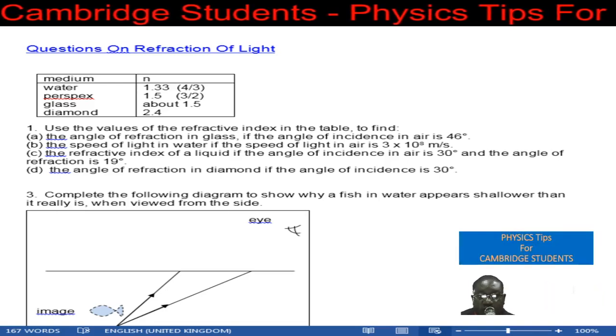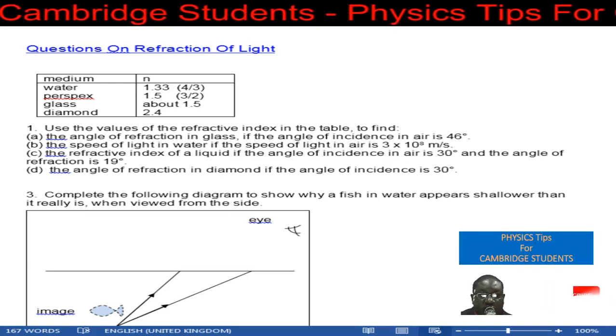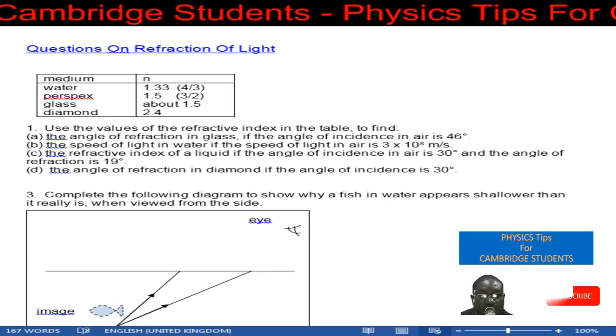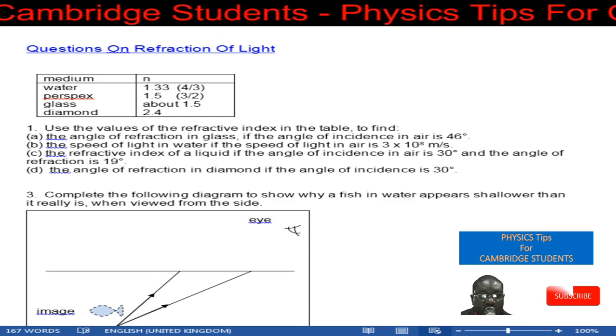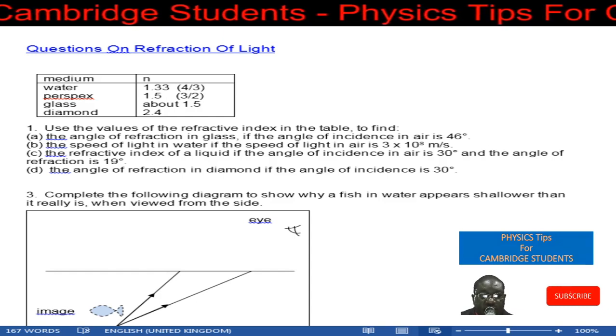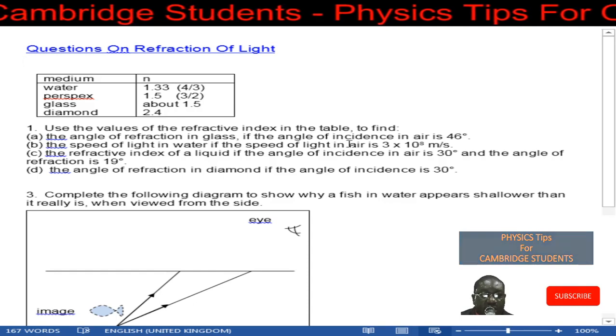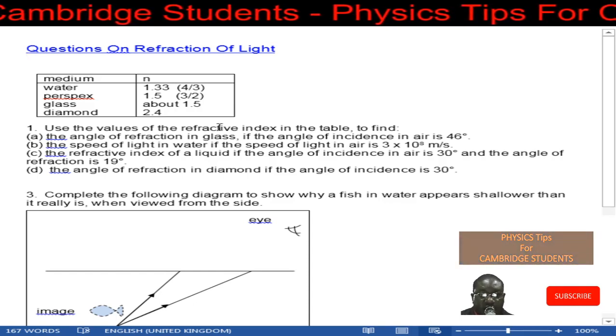Right, in this video I'm going to go over 3 questions on refraction of light. 3 questions. So starting with the first question, use the values of the refractive index in the table. The table has been given to find the angle of refraction in glass.